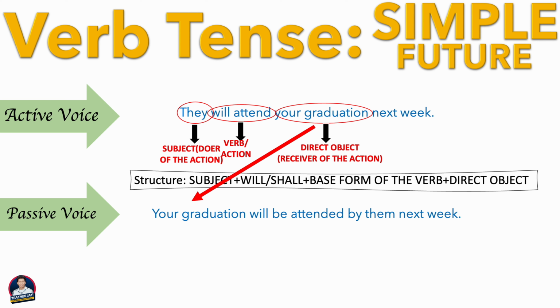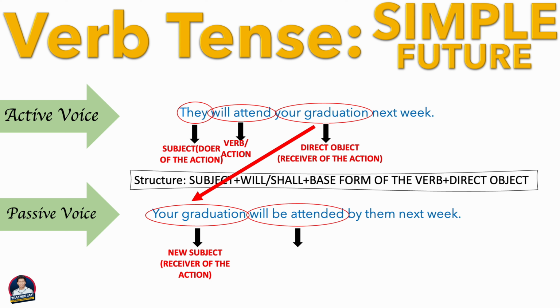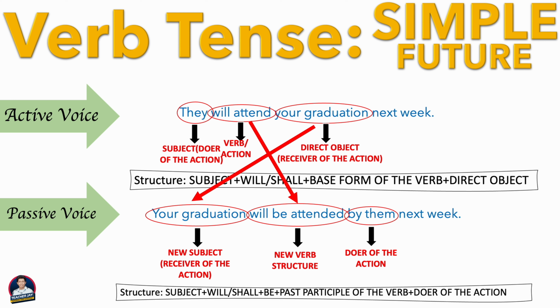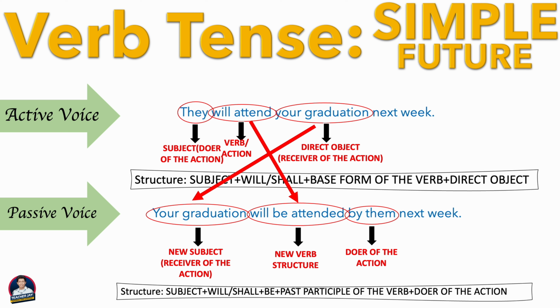In this example, we have a new subject, your graduation, whose role is only to receive the action, which is will be attended. And it's a new verb structure as well, because from will attend, it becomes will be attended. And then the doer of the action, by them. This example uses the structure subject plus will or shall plus the word be plus the past participle form of the verb attended, and then the doer of the action, by them.